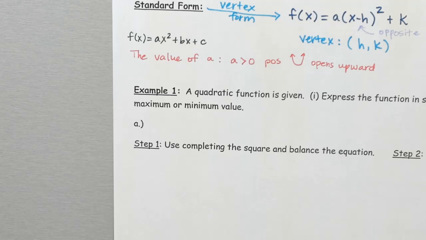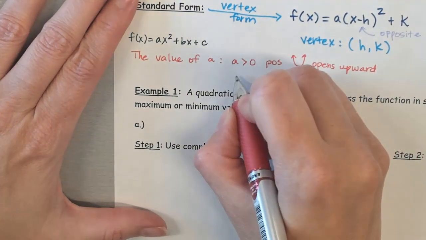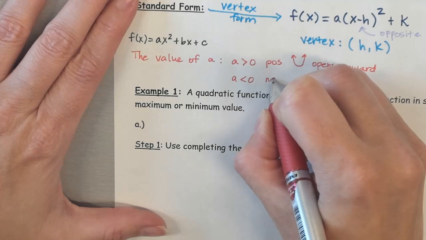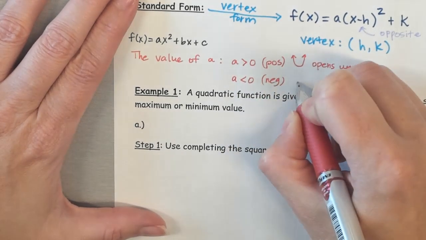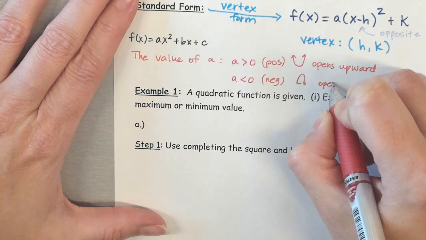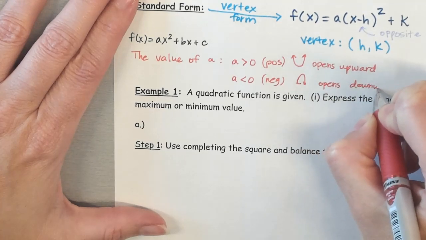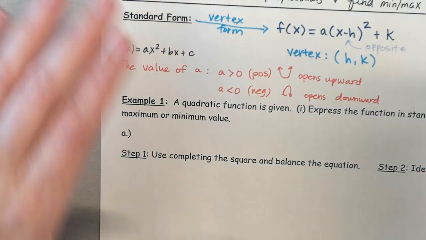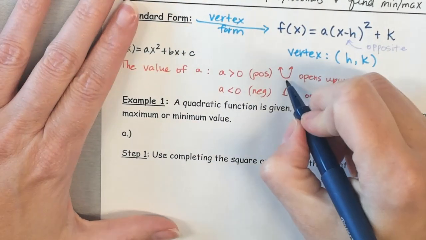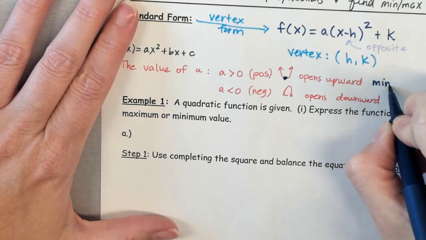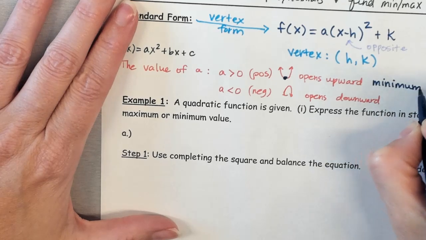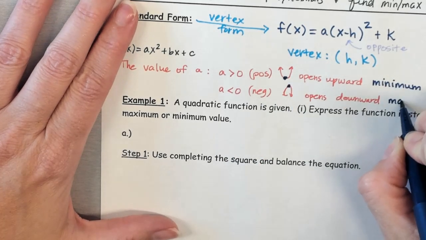So if a is less than 0, that means it's a negative value, then it opens downward. So if it opens upward, you have a min value. If it opens downward, you have a maximum.